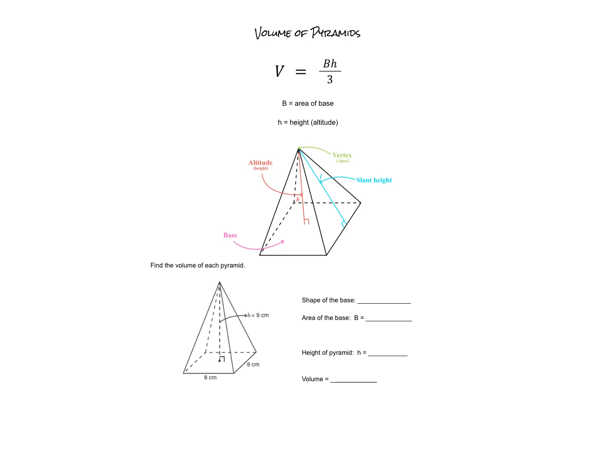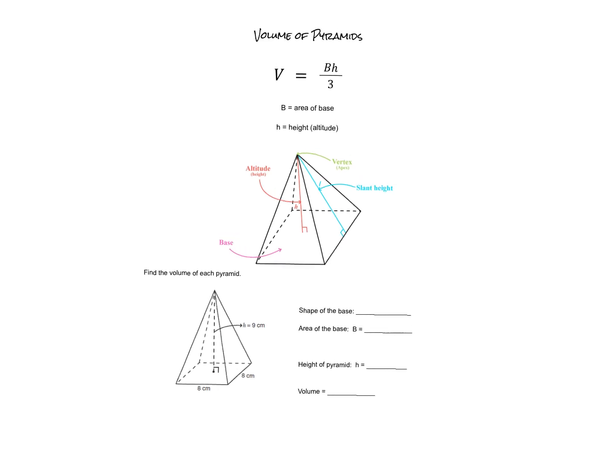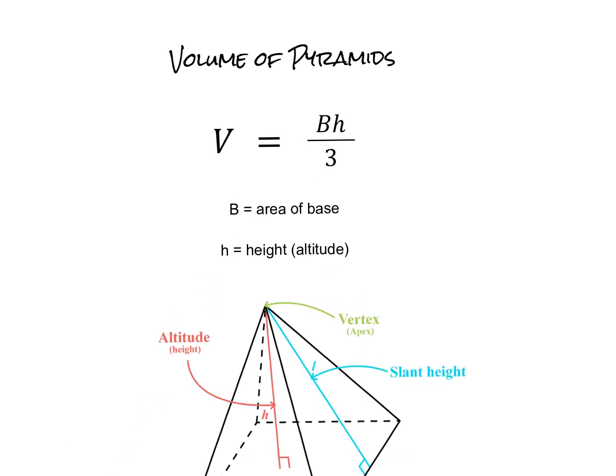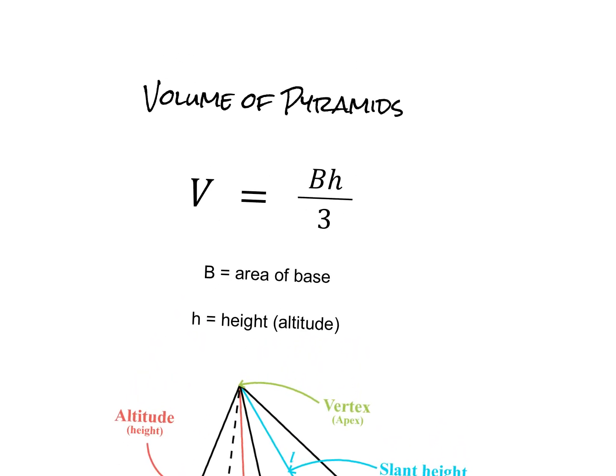Okay, let's take a look at pyramids today. Pyramids are basically just a prism with a certain shape for a base, and they come to a point up at the top. So our formula for pyramids today is going to be pretty much the exact same thing as our formula for prisms, because if you remember from yesterday, prisms, the volume was just the area of the base times the height.